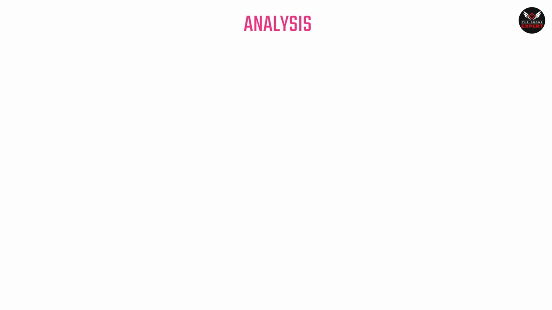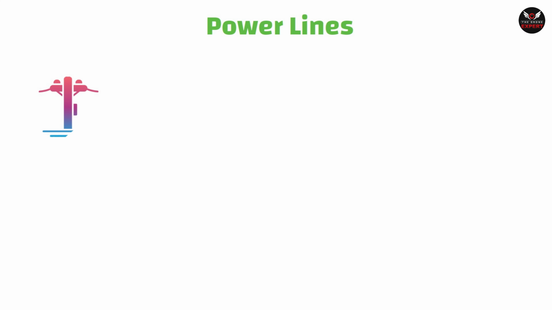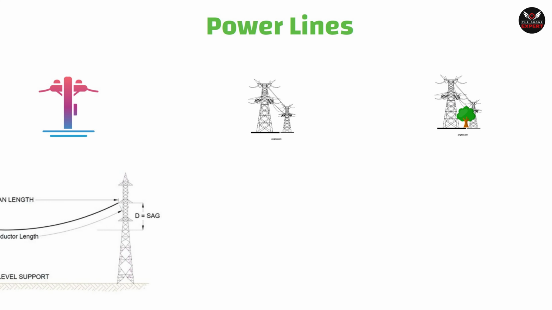Along with the processing, analysis is also conducted, such as finding power lines, identifying active power lines, identifying objects like trees and branches touching power lines, and identifying sagging power lines.